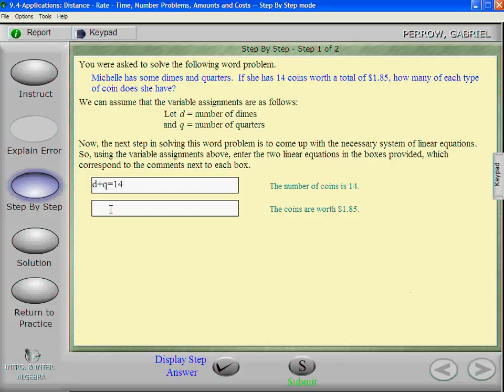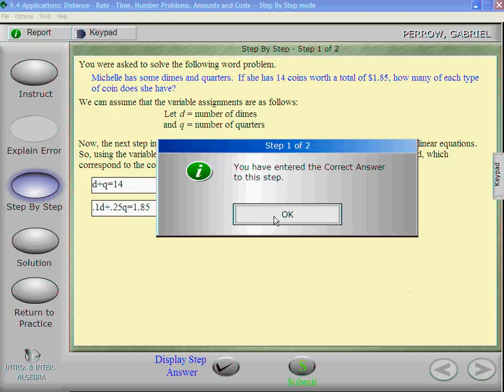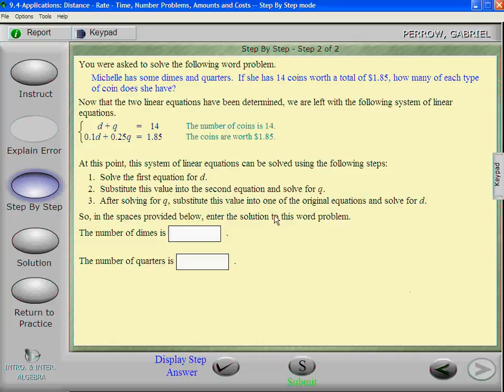Second equation, a little bit more to it, but not much, in that it's 10 cents per dime. So 0.1 times D, plus 0.25 per quarter, and that should equal $1.85. So I believe these are our two equations that we can use. Okay, so Hawks likes that answer. And then from here you have to try to solve.